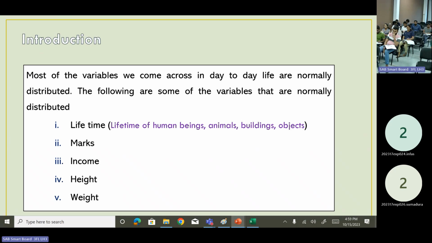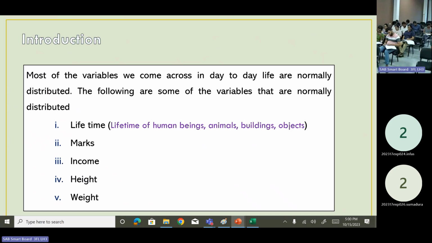Second one is marks. Marks of students in a class, O-level marks of a particular year, marks of students in a school, normally distributed. Marks is a normally distributed variable.